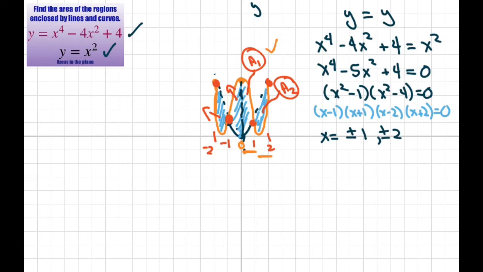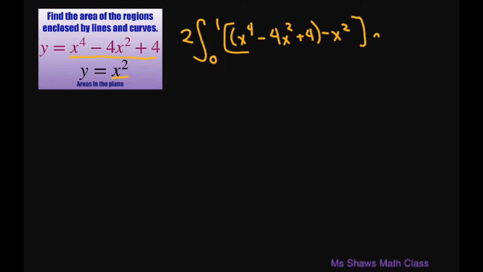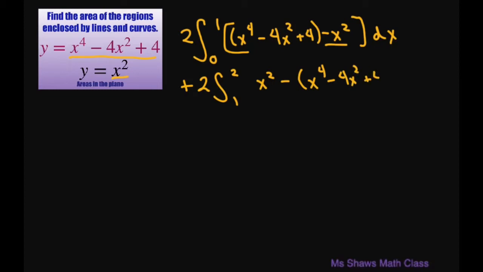So we're going to start with area 1. We're going to multiply it by 2 to get the left-hand side of the axis. And from 0 to 1, you're going to take this curve here, x to the 4th minus 4x squared plus 4, and subtract this one, dx, plus the second area. And that one we're going from 1 to 2. And let's start here: x squared minus x to the power 4 minus 4x squared plus 4, and then dx.